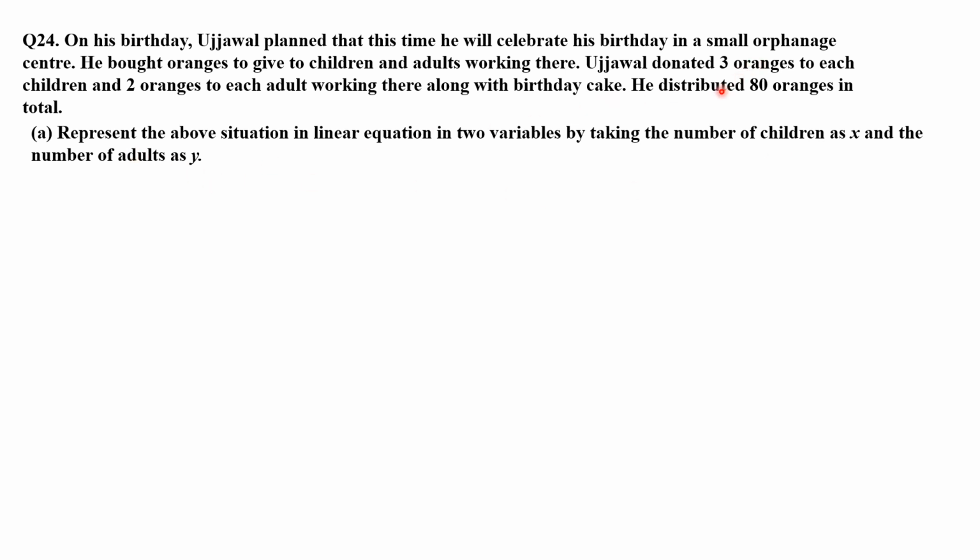So if you see the question, one child is given 3 oranges. Now there are x children, so the number of oranges given will be 3 into x, isn't it? Next, to each adult he is giving 2 oranges. Now there are y adults, so the number of oranges given is 2 into y. And in total he has distributed 80. So it means 3x plus 2y equal to 80 is the required equation. Okay. Now I am calling this equation 1.